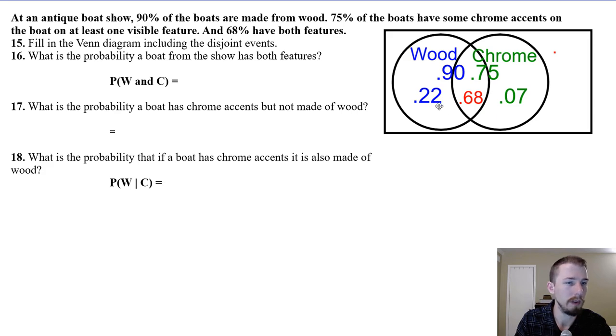Alright, what's the probability that a boat from the show has both features? Oh, I guess we want to fill in the Venn diagram, so go ahead and find the part on the outside as well. So if we add the 90% and the 7, it would be 97%, meaning there's only 3% of boats that have neither feature.